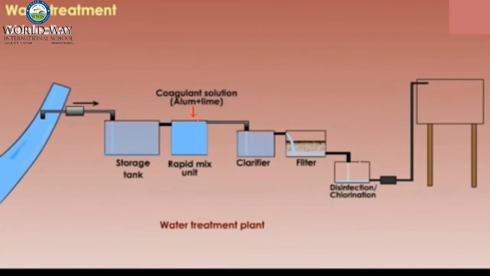Disinfection. Filtered water may contain bacteria and viruses. These are destroyed by disinfection. The most common method of disinfection at waterworks in India is chlorination, where chlorine gas or bleaching powder is used to kill bacteria and viruses.